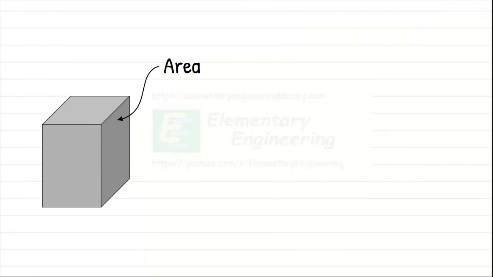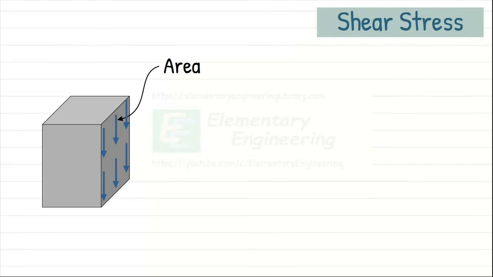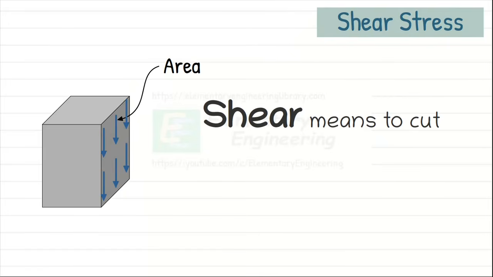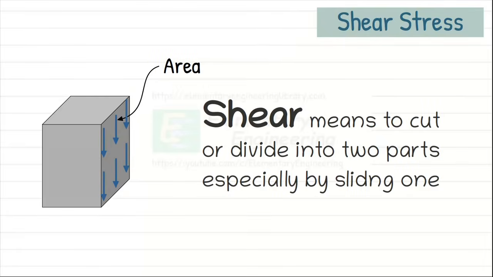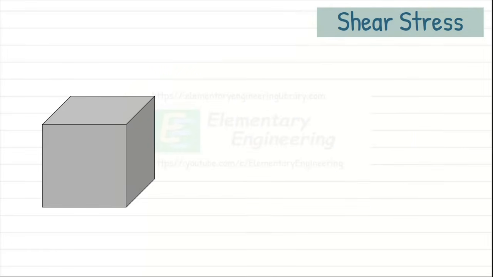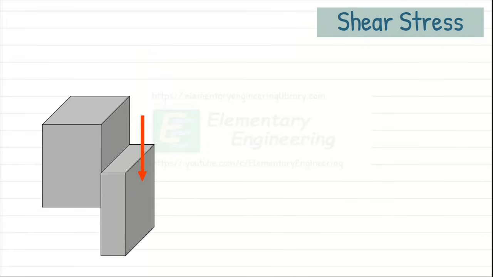Now, if this internal force acts parallel to the cross section of the material, it is called shear stress. Shear means to cut or divide something into two parts, especially by sliding one part over the other. So, when a material experiences a shear stress, the stress tries to move or slide part of it relative to the rest of the substance. Shear stress is written as the Greek letter tau and is also defined as the force per unit area.